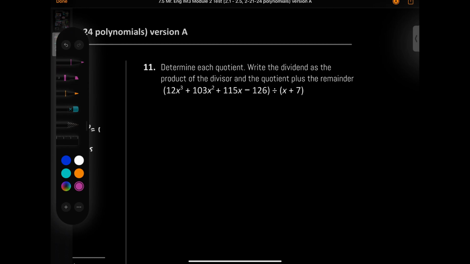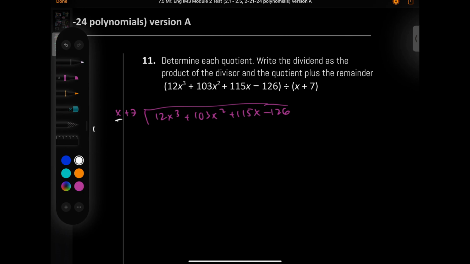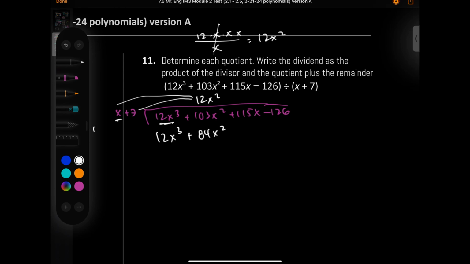Okay, you can do this in any way that you want. I'll pound through both of these. Let's do long. Okay, x is going to go to 12x to the third. The answer is 12x squared. So I'm now going to multiply here. 12x cubed plus 84x squared.